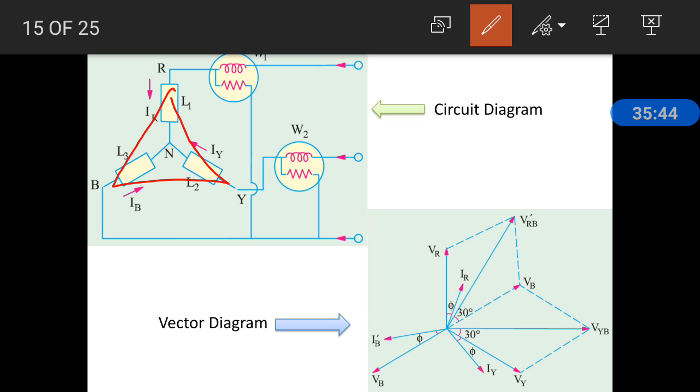To understand the two wattmeter method, we have to know the vector diagram also, to identify the angle between line voltage and current. In the first wattmeter, the phase difference is cos 30 minus 5. In the second wattmeter, it is cos 30 plus 5.